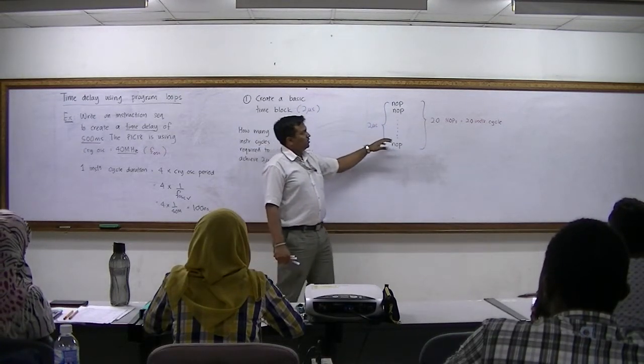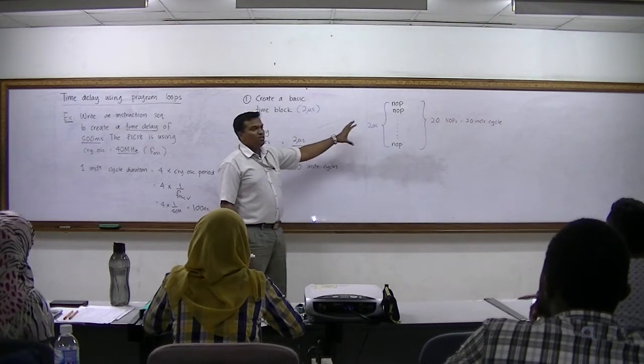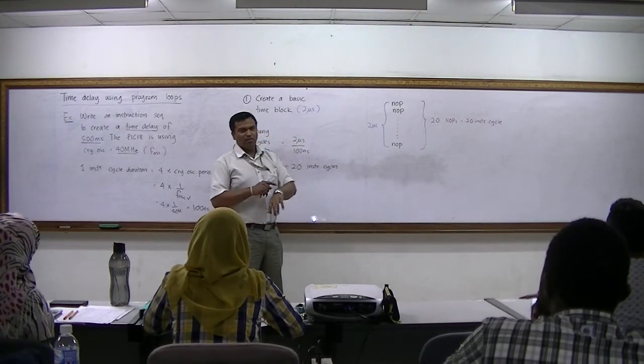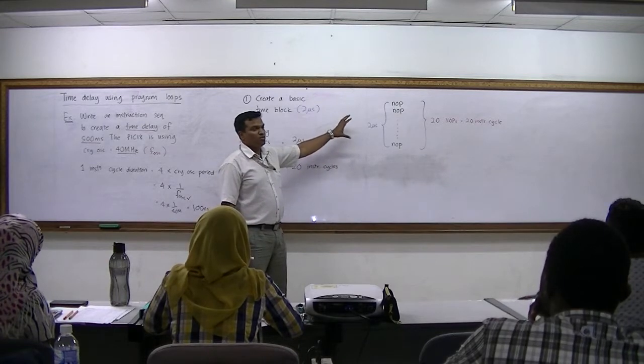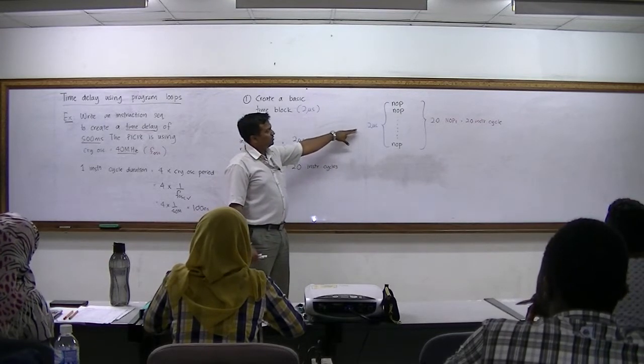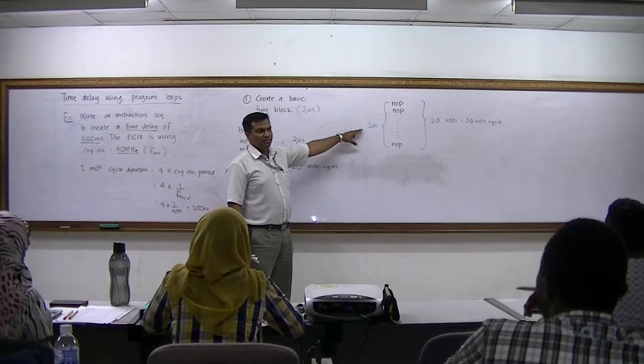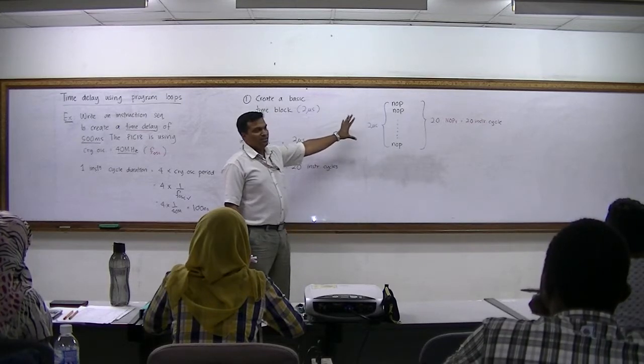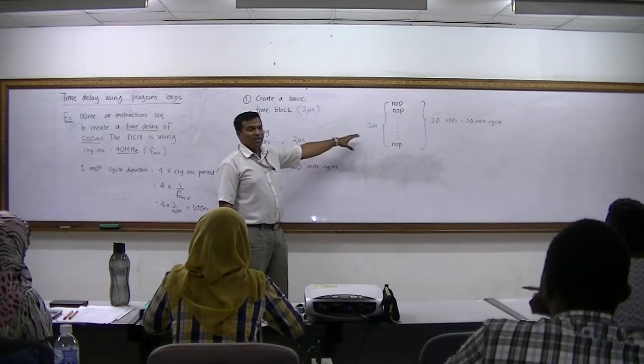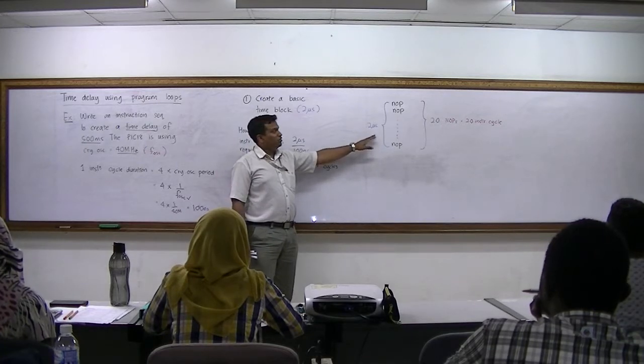So what we are trying to do is create a basic time block, as if like 1 second, right? We're trying to create a basic time block of 2 microsecond delay. So we have successfully created a 2 microsecond delay. So this is our basic time block. Do you understand how we get this 2 microsecond delay or not?